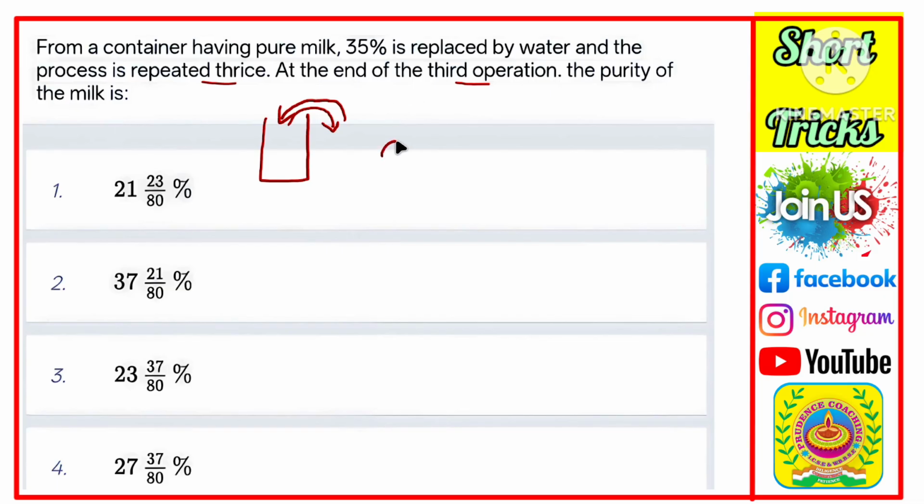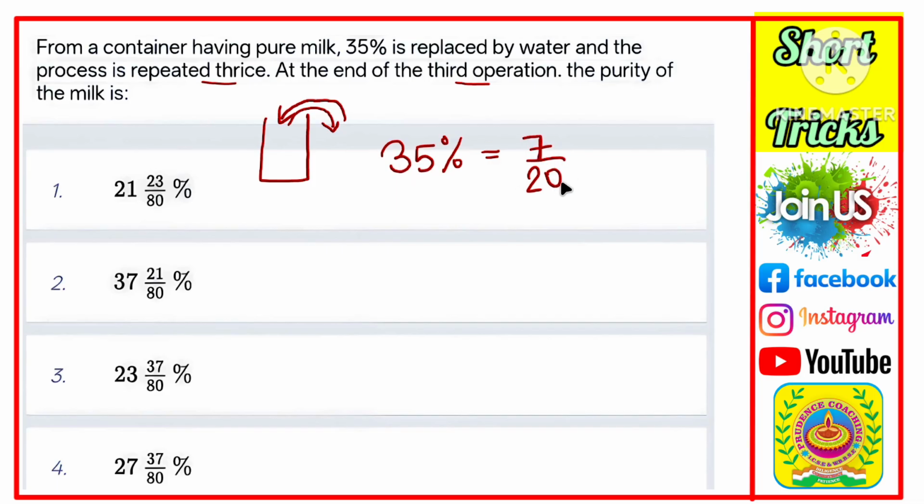So first and foremost, as you can see here, we have 35%. That means it is replaced by 35% of water. So what is the fraction value of 35%? 5% means we know 1 by 20. So here 5 7s are 35, so it will be 7 by 20.